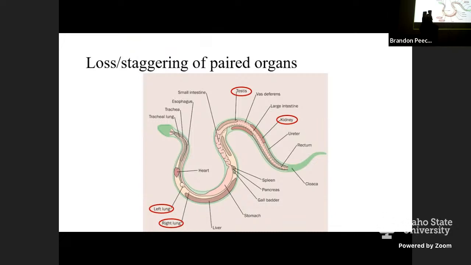They're not next to each other. There's not enough space. They're like this. So the loss of the staggering of paired organs is absolutely a very cool snake thing. The heart is the heart, the trachea is the trachea, but if it's a pair, it's like that.